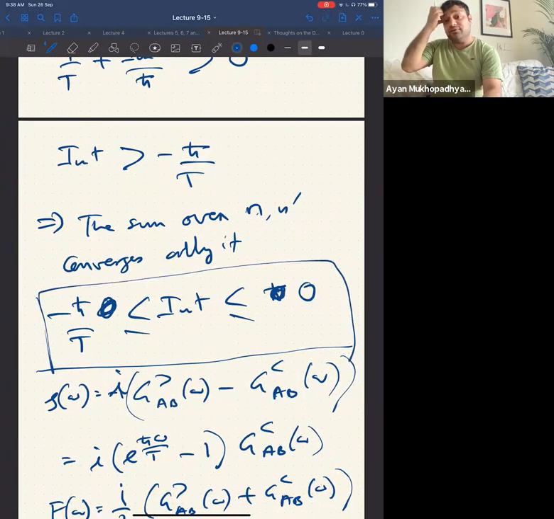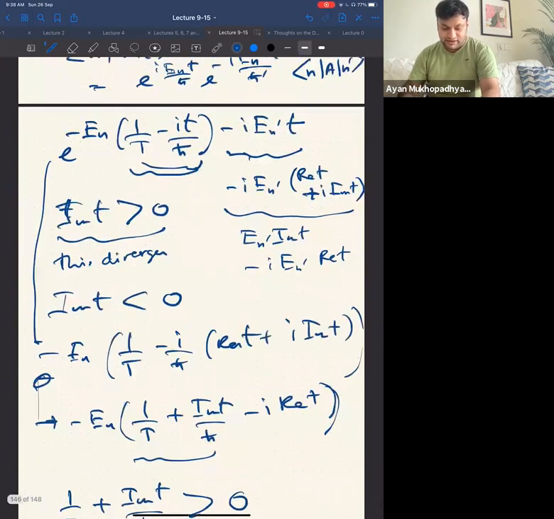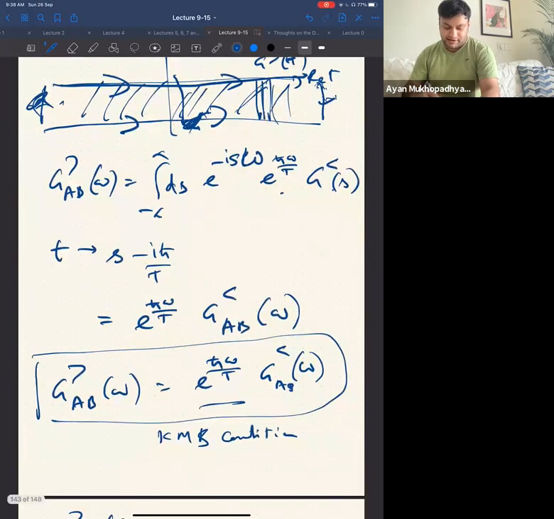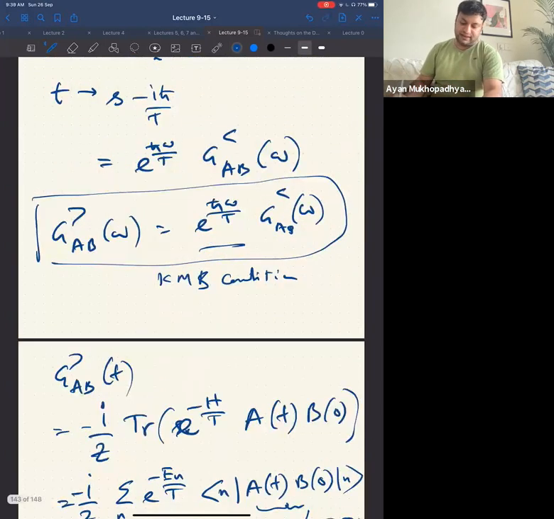So therefore, from here we can actually prove that indeed this KMS condition is true, which means that we could indeed do this analytic continuation of the contour and get this result from there. G greater AB omega is equal to this times G less AB omega, right? So this is what we did last time.